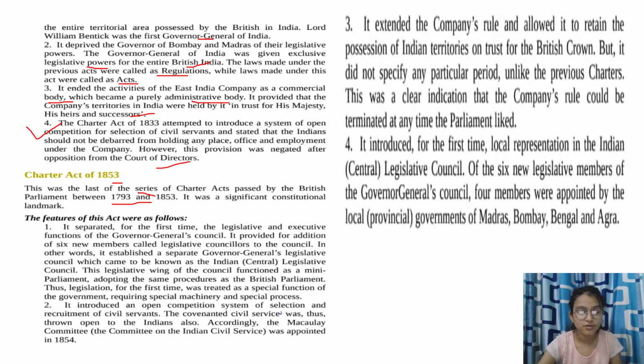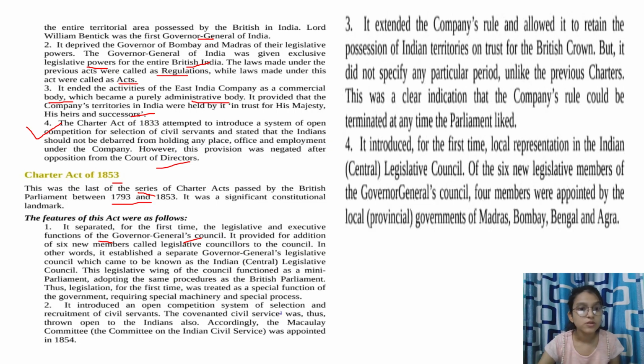Coming back to this topic, it was a significant constitutional landmark. Now we'll be learning about the Charter Act of 1853, so let's understand the features. It separated for the first time the legislative and executive functions of the Governor General's Council. Earlier, all the legislative and executive functions were mixed together. This act separated them: legislative function will be treated separately, executive powers will be stated separately.